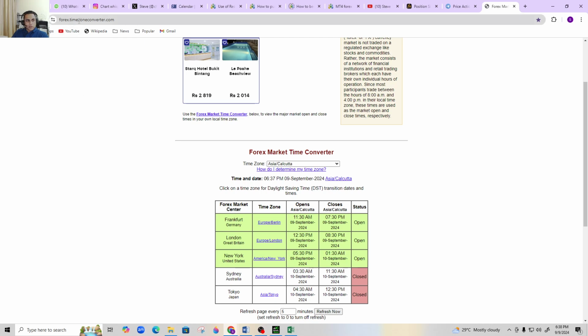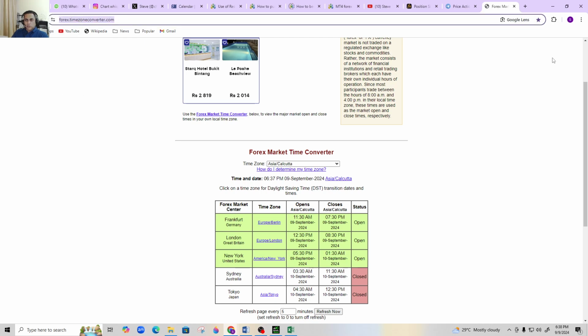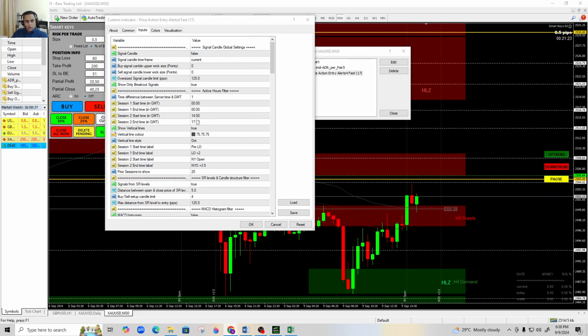So again, there is a link to this in the group chat. But if you're not in the group, then that's it, easy. forex.timezoneconverter.com. Okay, go change your city and figure out the time, and then once you do that, just make sure that your vertical lines align exactly.